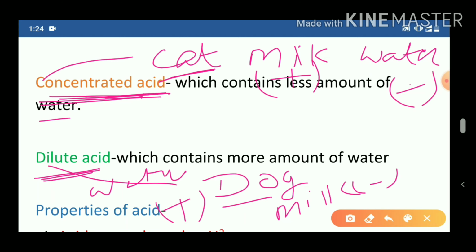So we can say concentrated acid is acid which contains less water. We can compare concentrated with cat, less water, and dilute, which contains more amount of water. That means we can compare dilute D with dog. Dog consumes more water. So dilute acid is acid which has more amount of water.